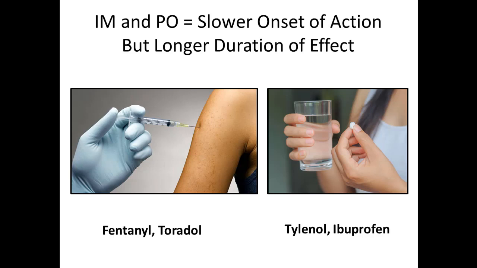Now, IM and PO, if we're giving intramuscular shots or giving oral pills, this is an option for patients that have minor to moderate pain where you don't need to immediately control their pain and you have a little bit longer to wait. The benefit to that would be that the pain medicine is going to last a little bit longer, so you get a longer effect for what you're giving them.